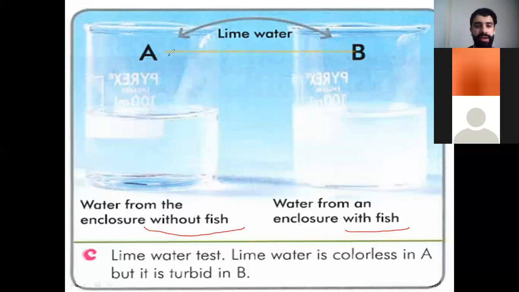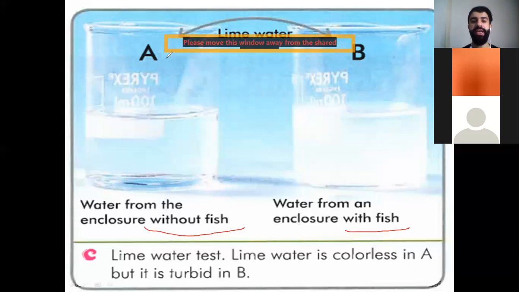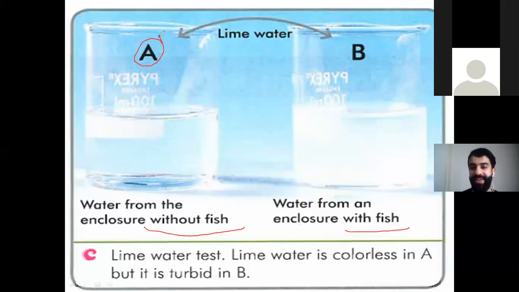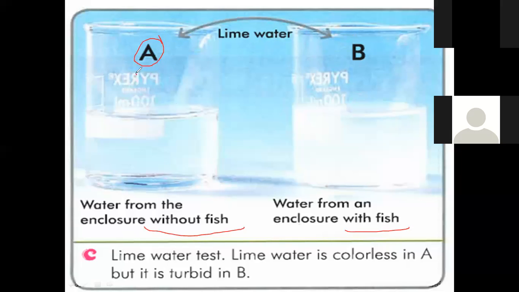In beaker A, by raising your hands, the lime water is what? Is it clear or turbid? Yes, Hassan. In beaker A, the lime water is clear. What does this mean, Hassan? It's clear lime water. So do we have carbon dioxide or not? No, we don't have carbon dioxide. There is no CO2. Very good, Hassan. Thank you.